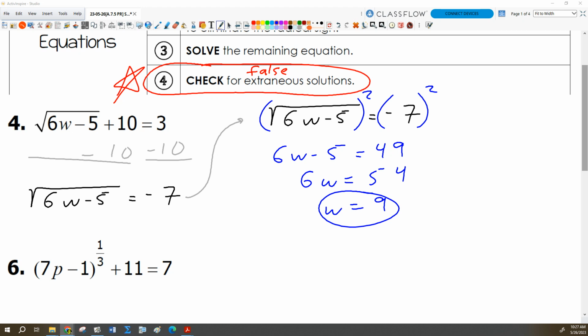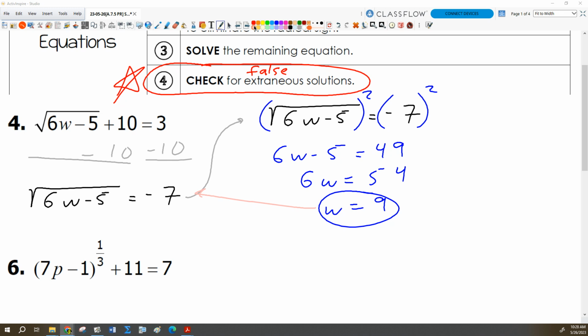Are we done? What do we got to do? We got to check it. So now, when we check it, do we have to go back to the original equation? We always can. We just need to go back to an equation prior to squaring it, right? So why don't we just go back and check that one right there? Where it's just a little bit more simplified, right?